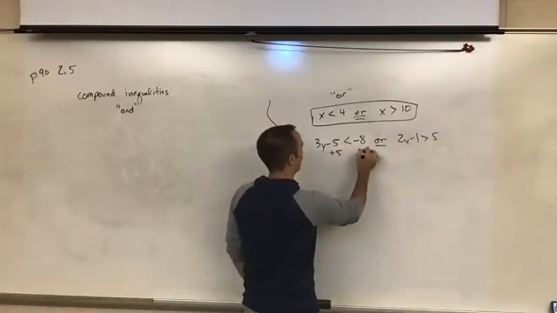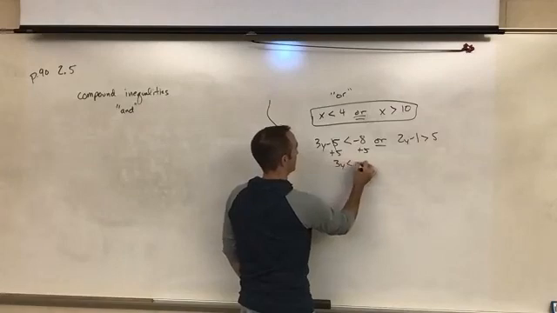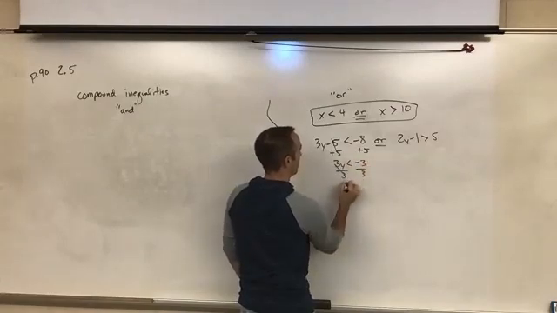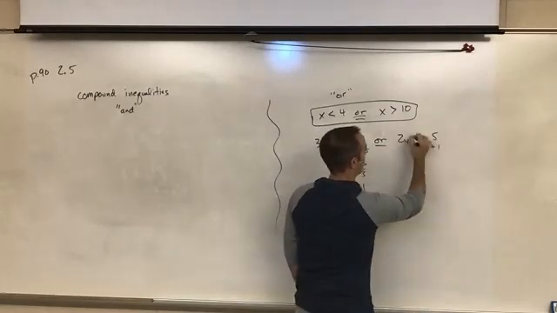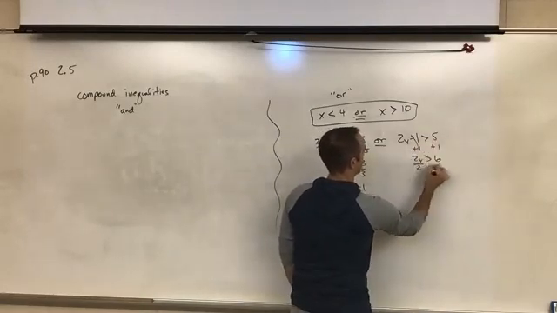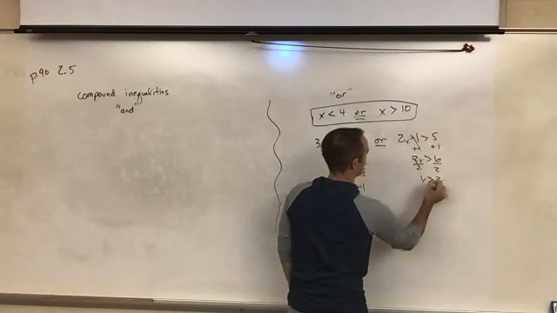We're going to add 5. 3y is less than -3. Divide, y is less than -1. Great. We solve over here. Add 1. 2y greater than 6. Divide, y is greater than 3.